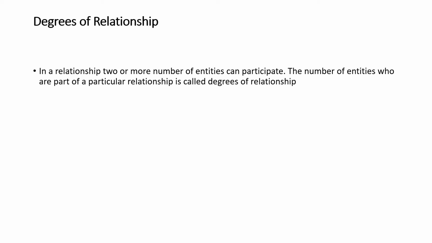Here, degree of relationship. We have discussed what kind of relationship can exist between two entities. Now we are discussing degrees of relationship. In a relationship, two or more entities can participate. The number of entities who are part of a particular relationship is called the degree of relationship.